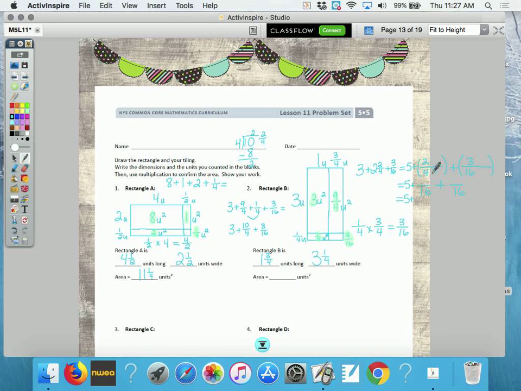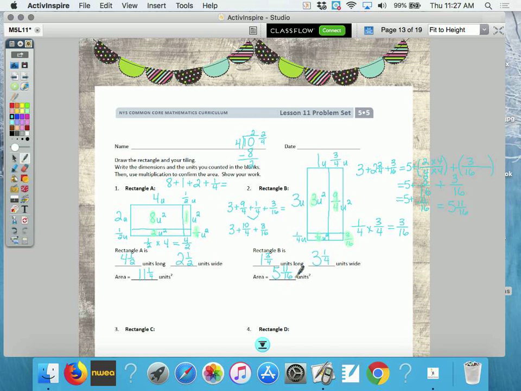So 4 times what equals 16? 4. So that'll be 8/16. So that makes sense. It's half, right? Plus 3/16. So we've got 5 plus, what's 8 plus 3? 11/16. So my answer is 5 and 11/16. So that's the answer right here.